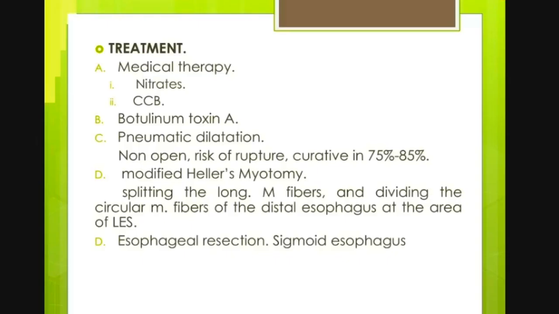Now, how can we treat achalasia? If it is mild, we can treat it by medical therapy, giving a nitrate or calcium channel blocker. Nitrates like Isordil, Angised. The patient will say, I have no heart problem, why do you give me Isordil or Angised? This is to relax the lower part of the esophagus.